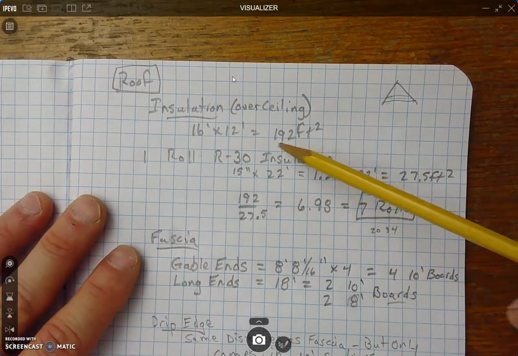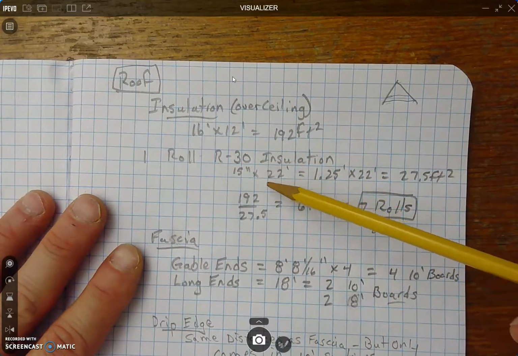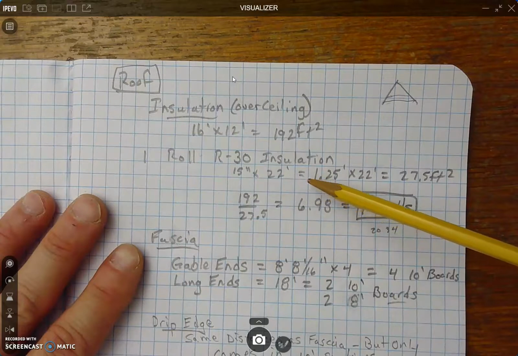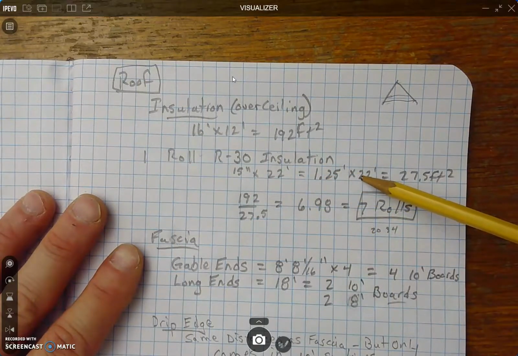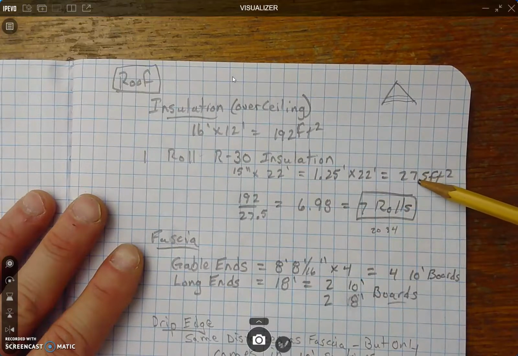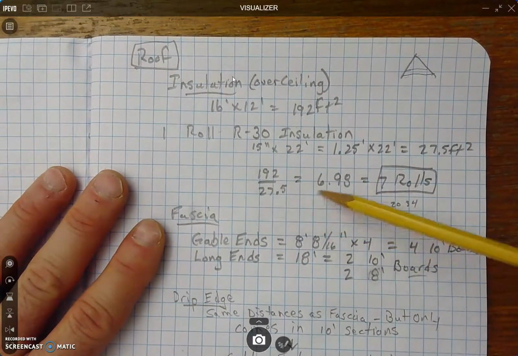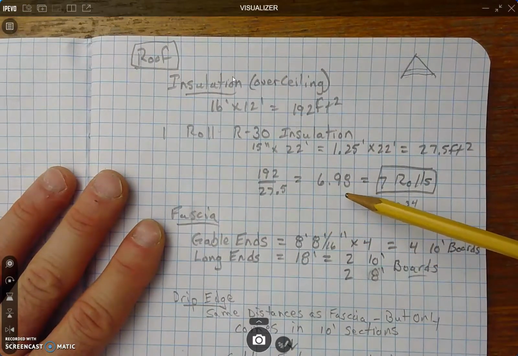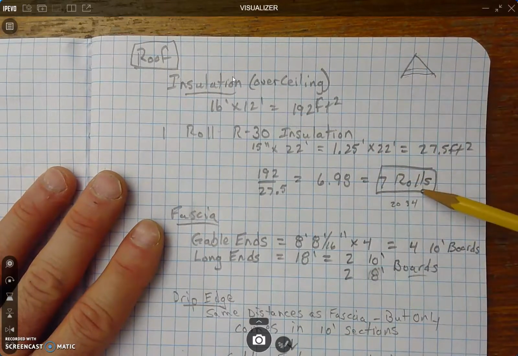square footage. So if one roll of R30 insulation is 15 inches wide by 22 feet long, then you take your 15 inches, which is 1.25 feet, times 22 feet, and you get each one of those rolls will cover 27.5 square feet. So divide my 192 by 27.5, and I get 6.98 rolls is what it will take to insulate the top of my ceiling. So that's 7 rolls. I hope that makes sense.